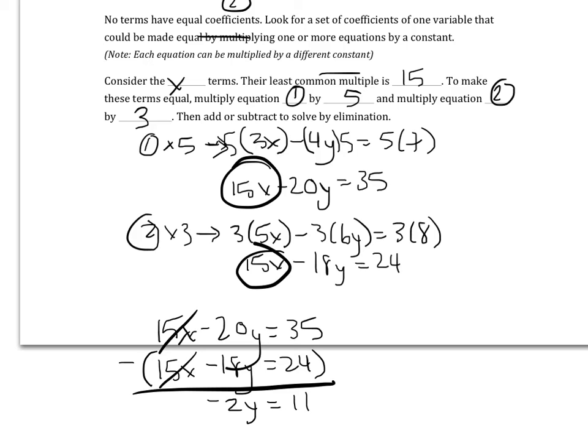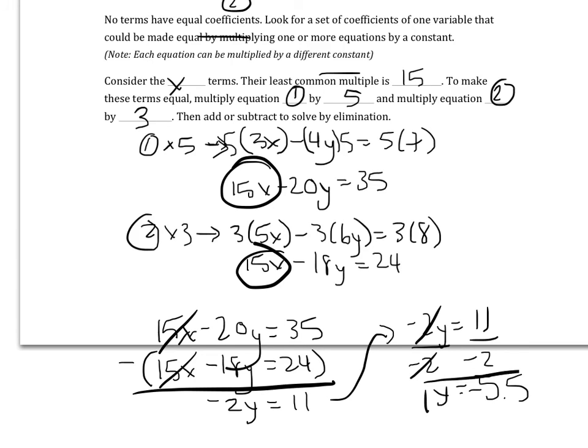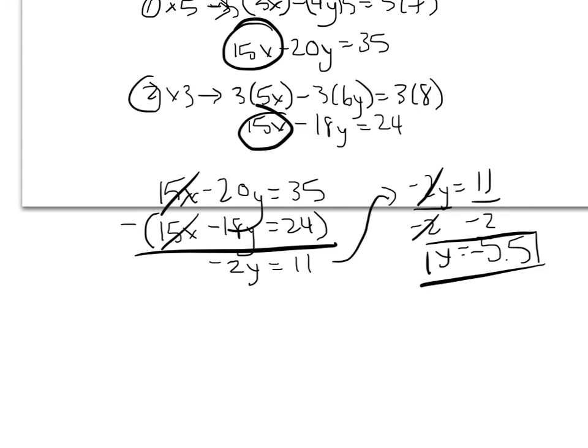Okay, I'm going to take this and solve for y. So if I solve for y, this becomes negative 2y equals 11, divide by negative 2, divide by negative 2, and y equals negative 5.5. I'm just using this as a decimal because it's fairly easy here. I'm going to put a box around that because that is my final answer for y. I can then take what I've solved for y and substitute that into my first equation.